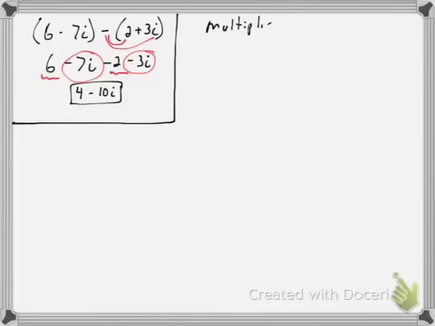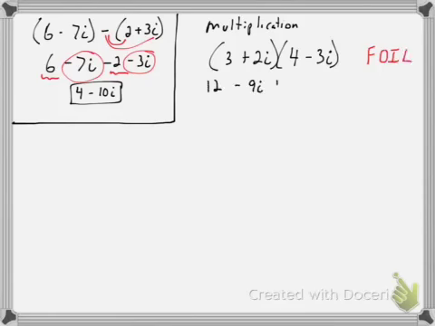Multiplying now. When we have our parentheses, (3 plus 2i) times (4 minus 3i), again, it's parentheses just like we've been doing. We do the FOIL process. First times first, outside times outside, inside times inside, and last times last. So we get 12 minus 9i plus 8i minus 6i squared, because i times i is i squared, just like if it was x.